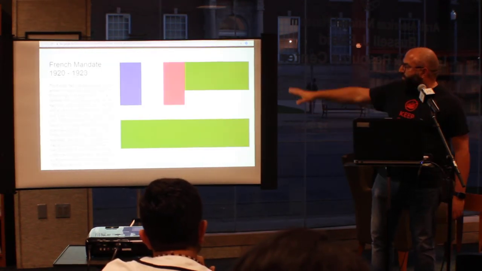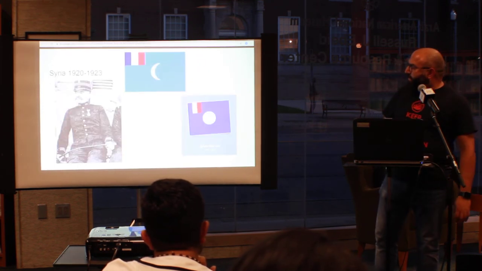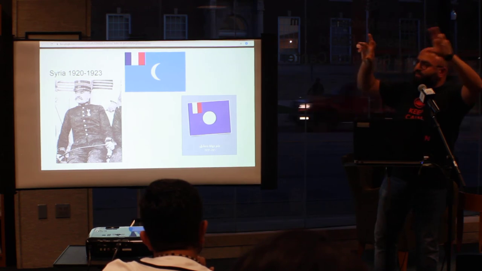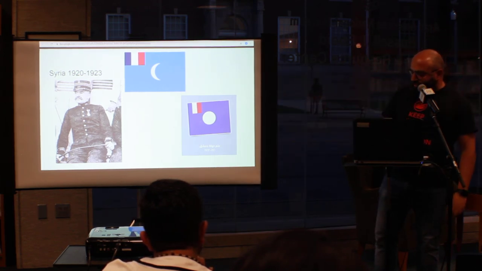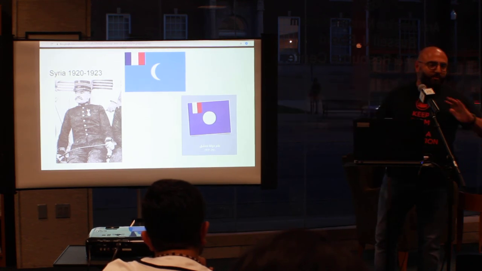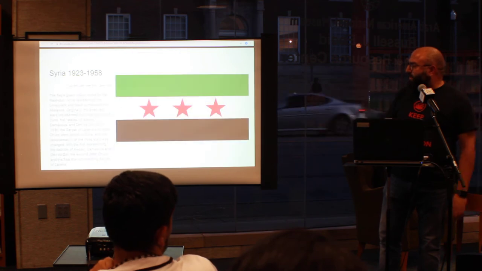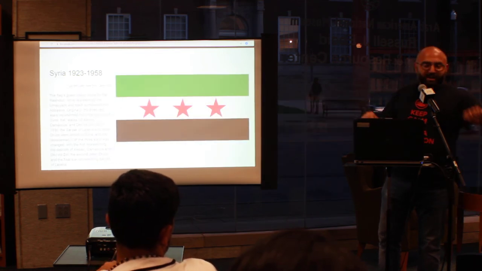But you notice they moved away from those symbols. Then they divided Syria, of course, divide and conquer, into smaller kingdoms, each with its own flag. And you see, they moved away. They used blue, something that the Arabs did not use at all, to move away from any nationalistic approach. I'm going to stop at this point.